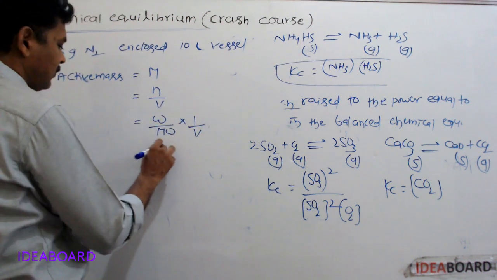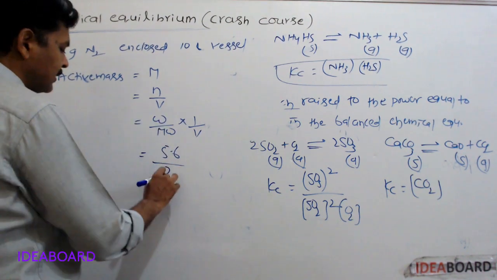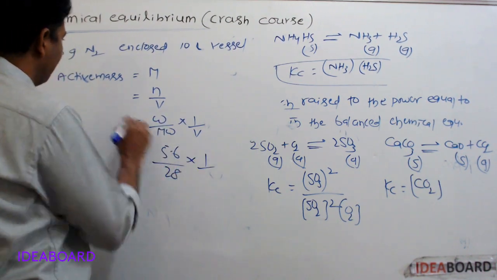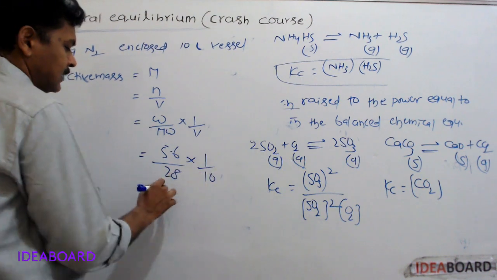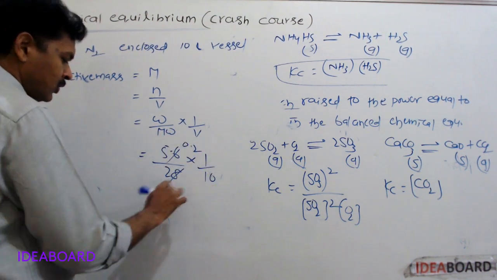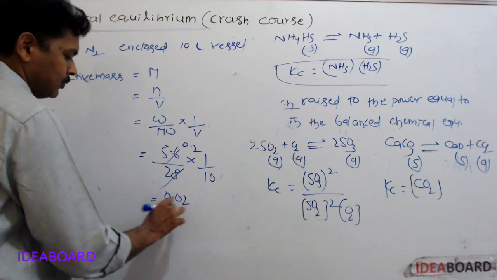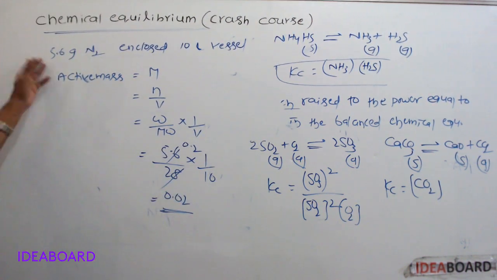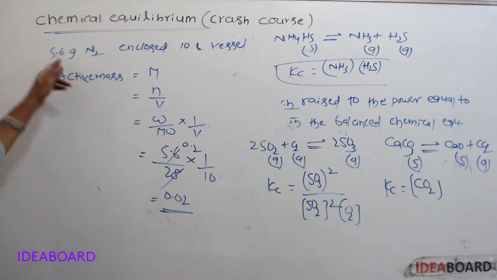Weight is how much? 5.6. Nitrogen molecular mass is 28, into 1 by volume of the vessel, which is 10 liters. So 5.6 by 28 is 0.2, 0.2 by 10 is 0.02. We can calculate active mass like this.